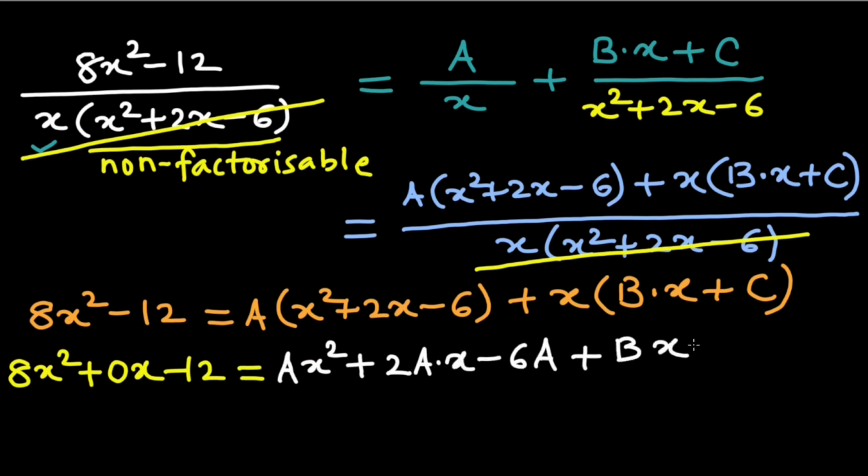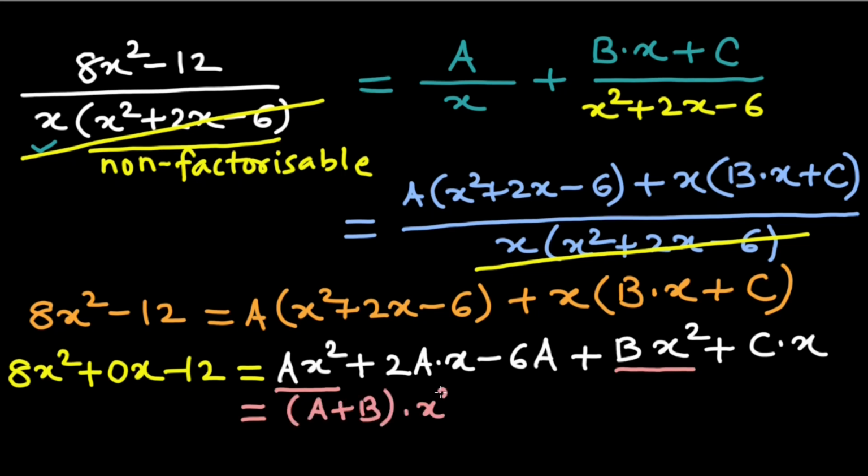plus Bx² + Cx. We will collect the like terms together in the right hand side. So we will write Ax² and Bx² together and write (A + B) times x² because x² is the common factor. Next we will write 2Ax and Cx together, which will be (2A + C) times x because x is the common factor. And finally, we will write the constant term −6A.